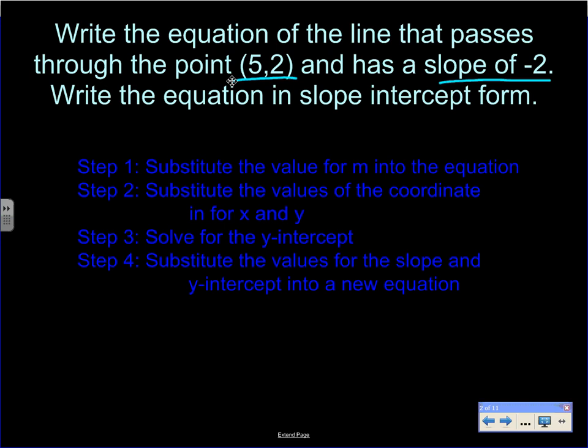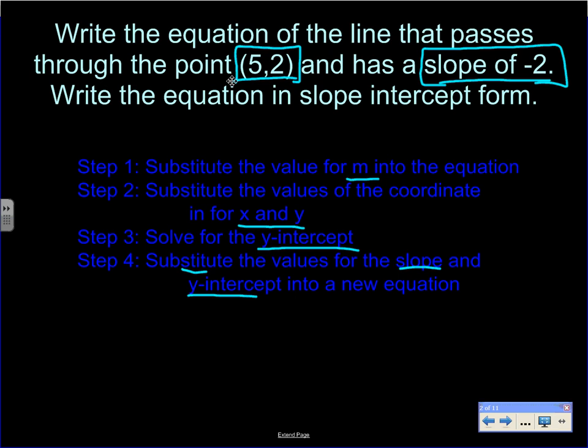The first step, we're going to substitute the value for m into the equation, and we get that from the slope right there. The second step, we substitute the values of the coordinate in for x and y, and we get that from up here, (5, 2). 5 is going to be x, y is going to be 2. And once we have that, we're going to solve for the y-intercept, which is b. And then from that point on, all we have to do is substitute the values in for m and b, and then we have our equation.